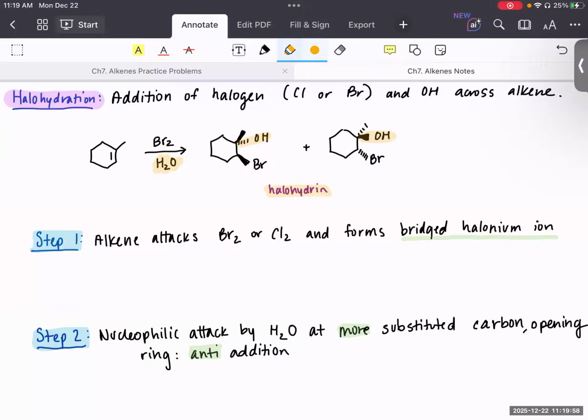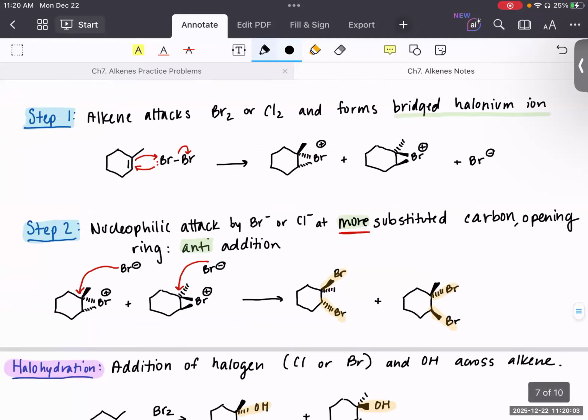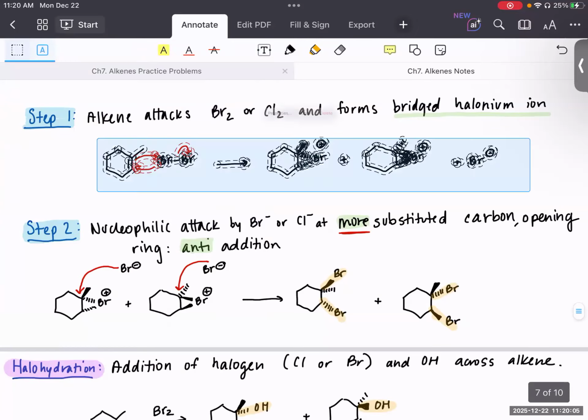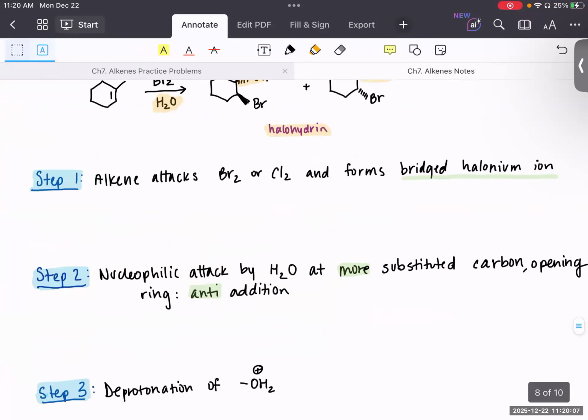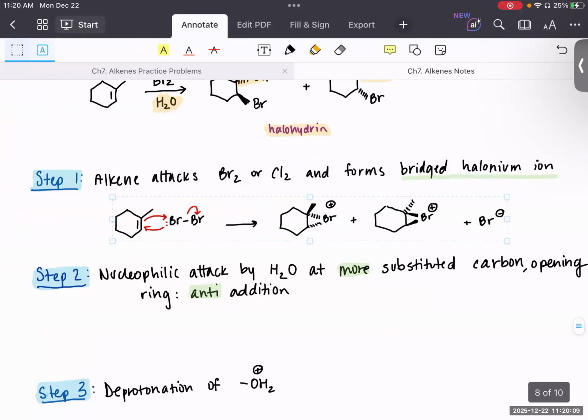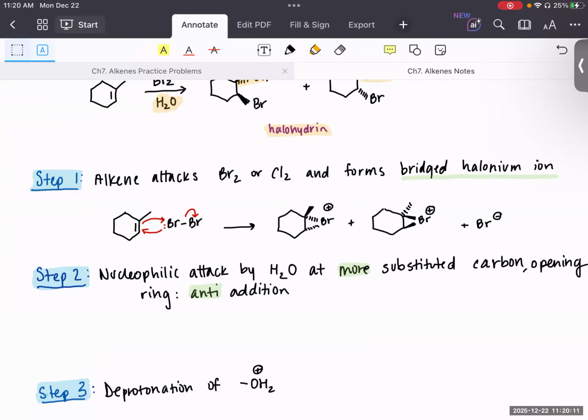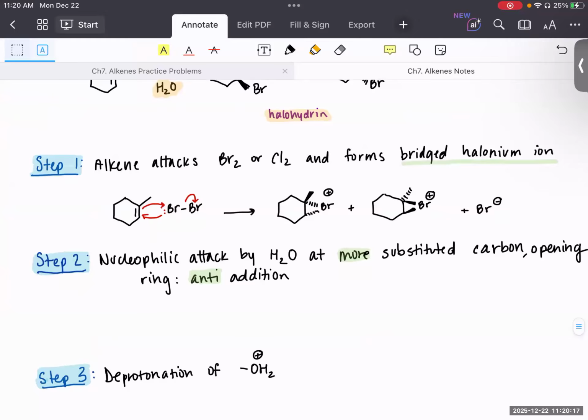All right, so let's get started with this. That first step is going to be identical. I'm going to just copy this over from over here. We're forming the exact same first intermediate, where the alkene attacks the bromine and forms that bridged bromonium structure. Our first step is not going to change. We also end up forming that bromide here.